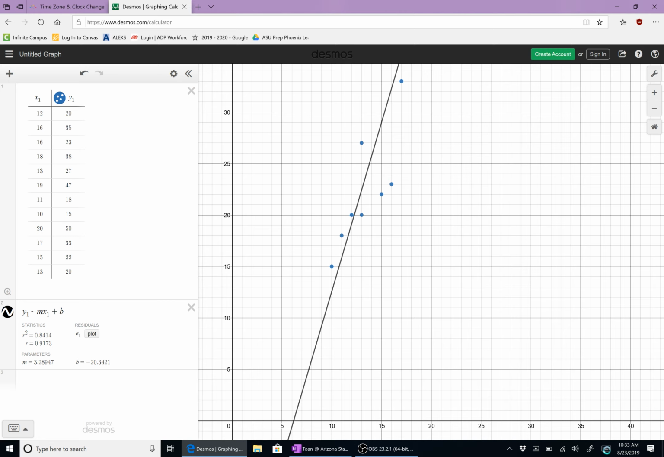So Desmos does it, and notice the parameters, the outputs. It says M equals this, B equals that. Guess what? That is your equation. So if I asked you, hey, what is the equation of your line of best fit? You would say it's Y equals 3.29x minus 20.34.